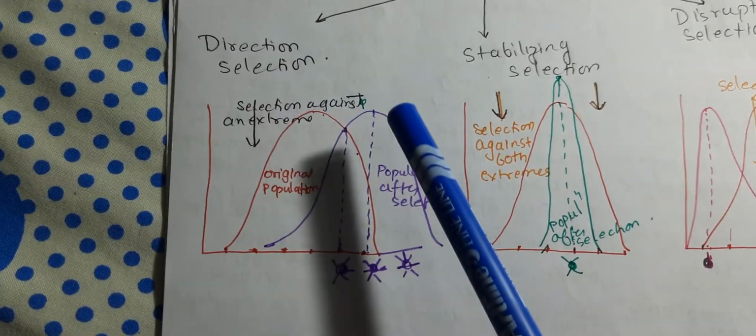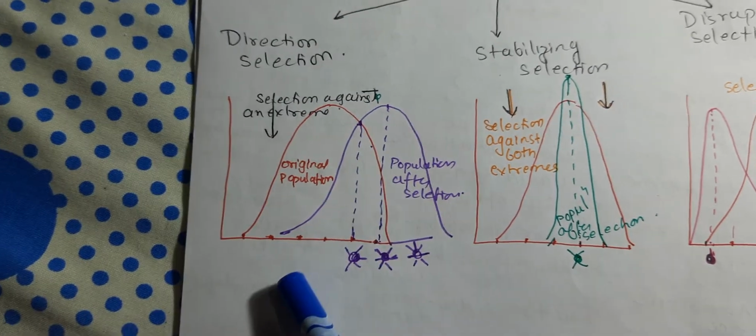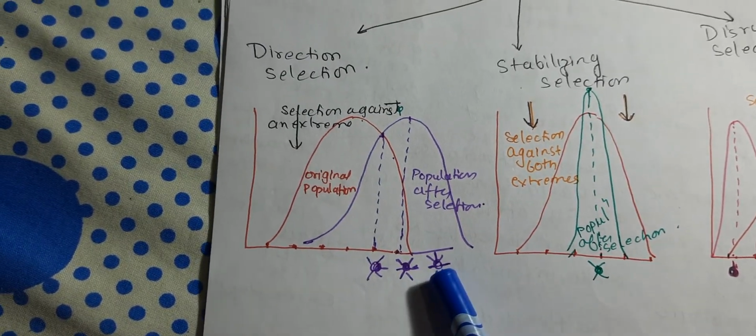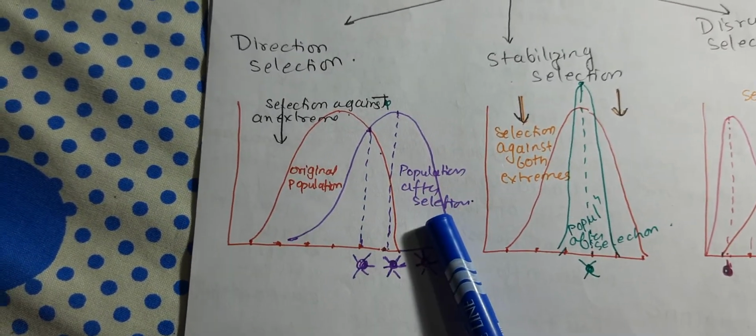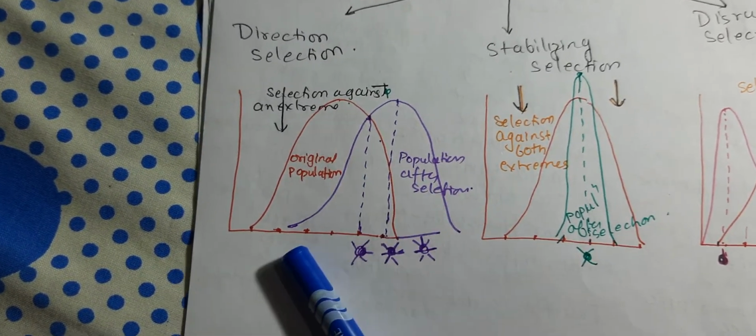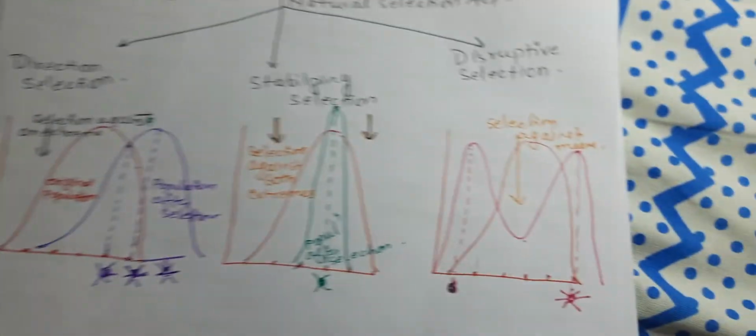So this is a directional selection because it has favored in one direction over the period of time. So this is the original population, and this is the graph of the new population after the directional selection is operated.